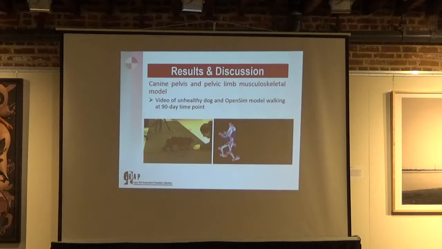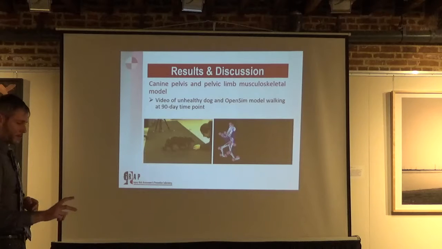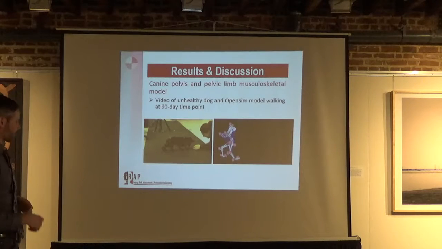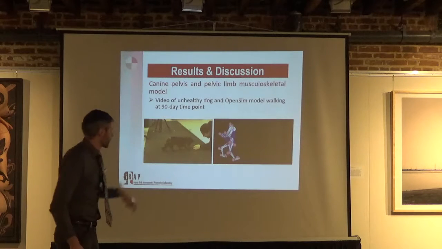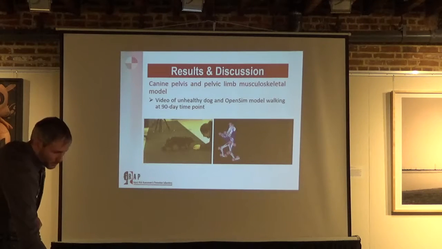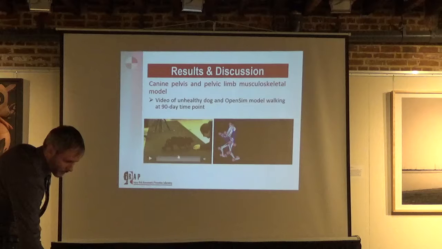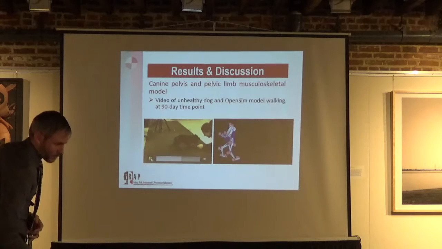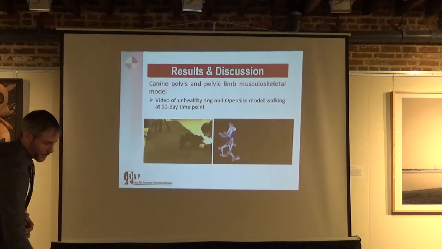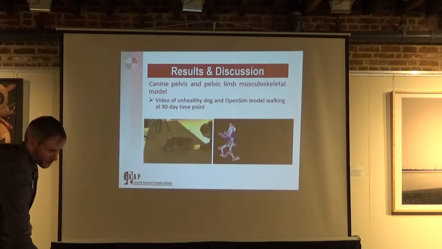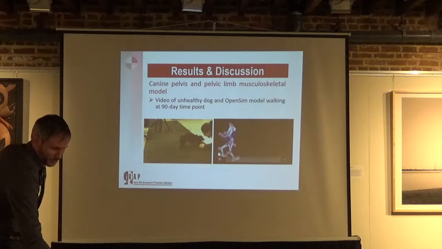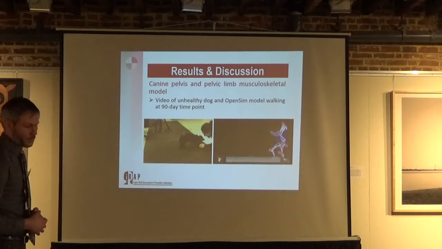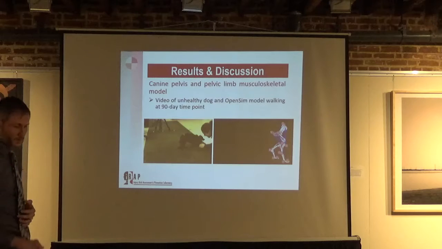Got a couple of videos here just to show an individual step cycle. So we can see the dog is walking across these two force plates towards staff members there. So again, it's just one step cycle. Pretty quick, and then the video on the right just shows the same step cycle within the computer model.